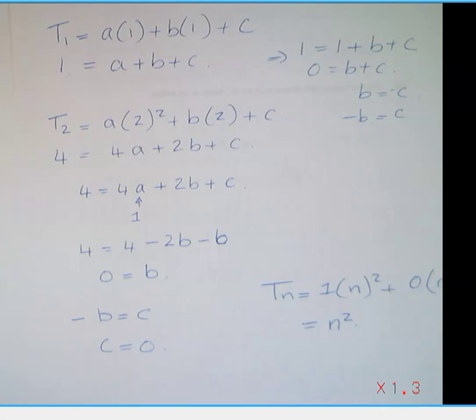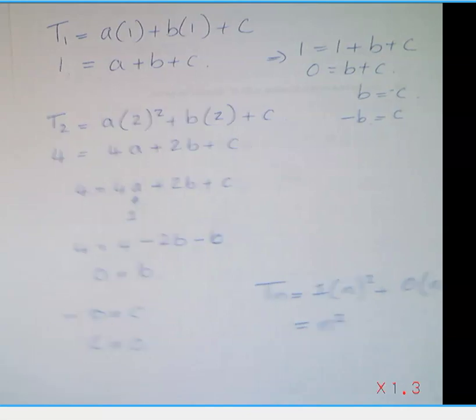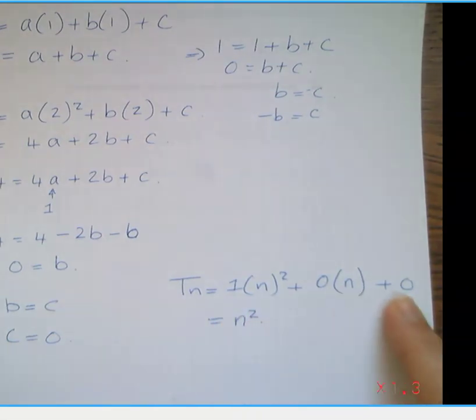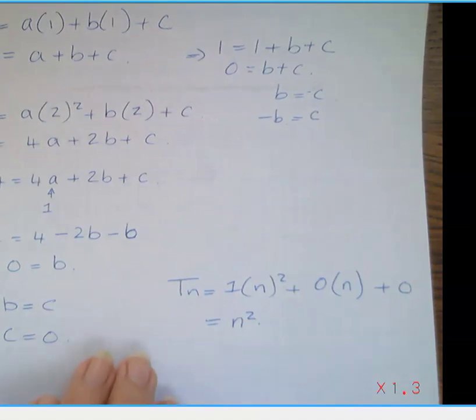So when you work that out, in this case, I found out that b was equal to 0. So if b is equal to 0, c is also equal to 0. So when I plug that back into the original formula, Tn is equal to 1n squared plus 0n plus 0. So I'm getting n squared. Okay, so that is showing that the quadratic formula for your whites was equal to n squared.